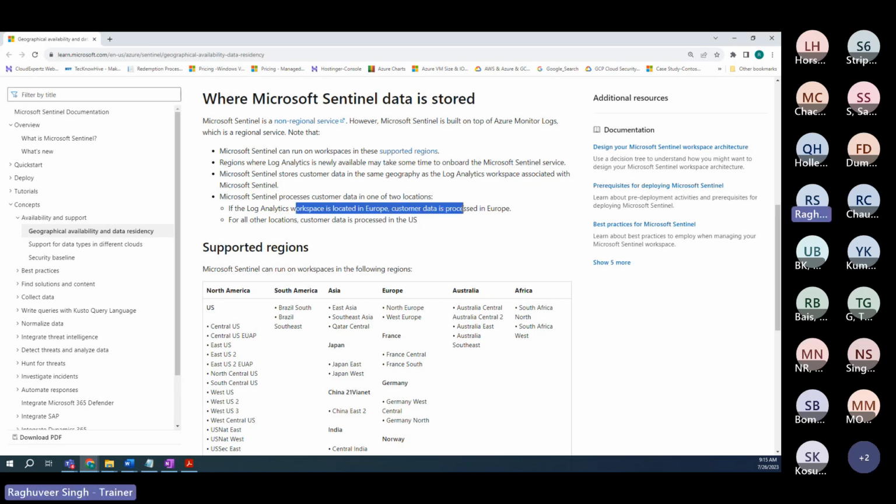So now Europe is Europe. Workspace is in Europe, so Sentinel is in Europe. All the data which Workspace is collecting and Sentinel is processing is in Europe. But for the rest of the locations, it is US. I would highly recommend you inform your customer on day one so that they are well aware of this.